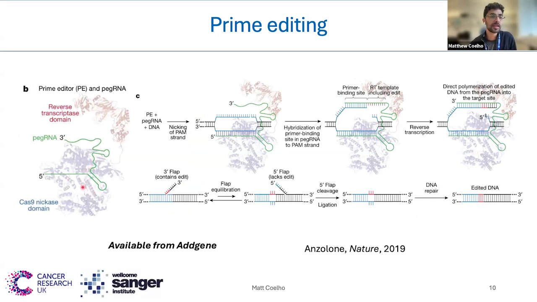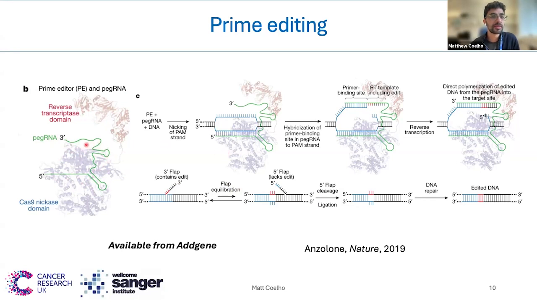So it creates a nick so that the unedited strand is essentially repaired using the edited strand as a template. And this is an approach which has been used by David Liu's lab in the base editing as well. The reverse transcriptase essentially, once the guide is bound, will copy the pegRNA reverse transcriptase template, and it will copy into this flap which is formed, the cDNA essentially, which is made from the reverse transcriptase.